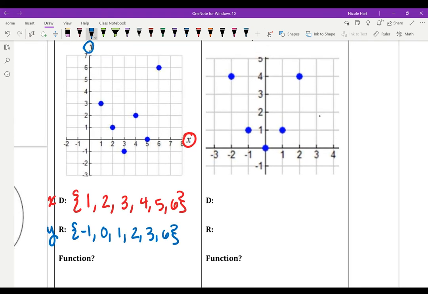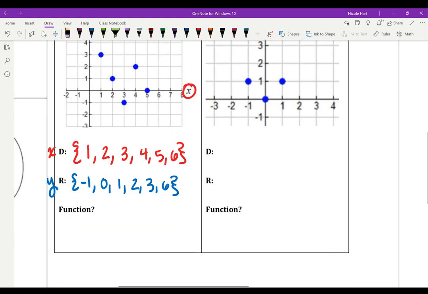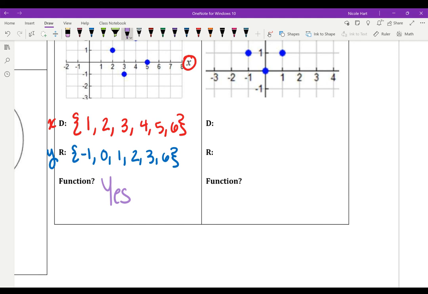You can also just, again, look at that domain. Do you have anything repeating? Or did we have any numbers that went to more than one spot? If I do a vertical line test, 1, 5, 6. None of those have a second dot, so we are all good there. So that is, yes, a function.